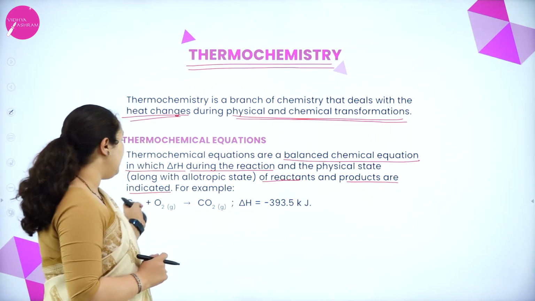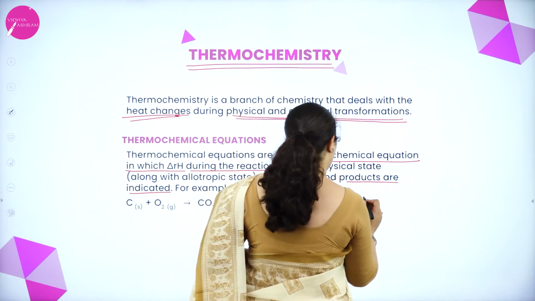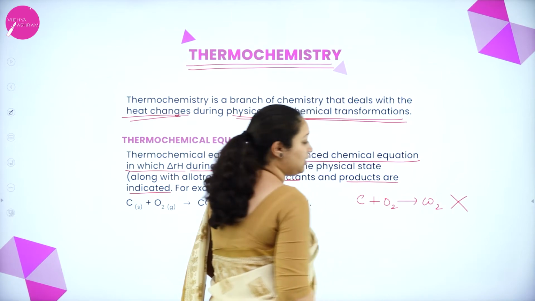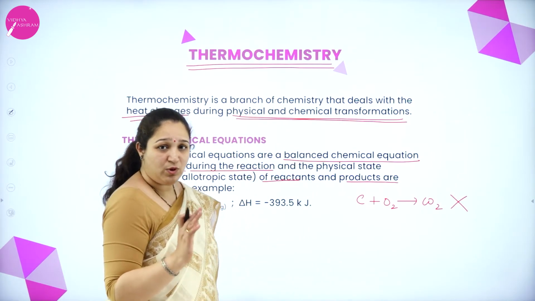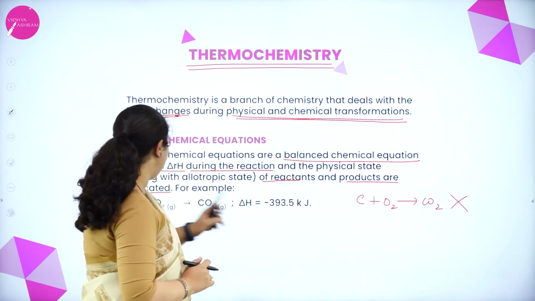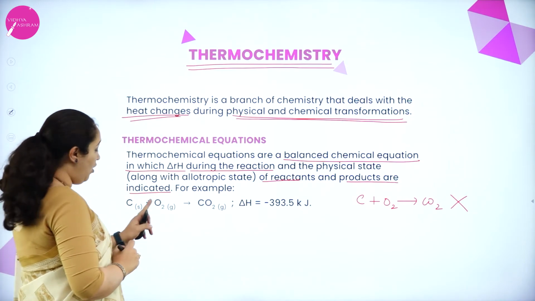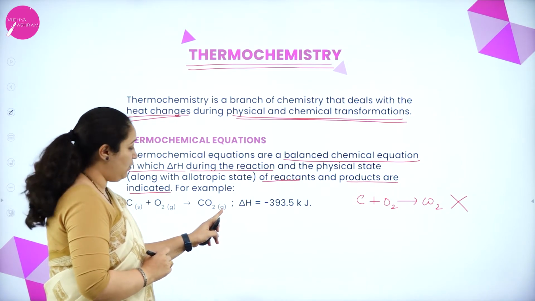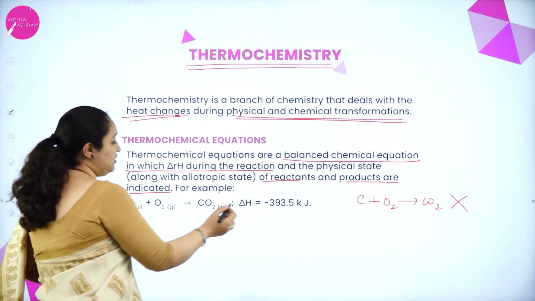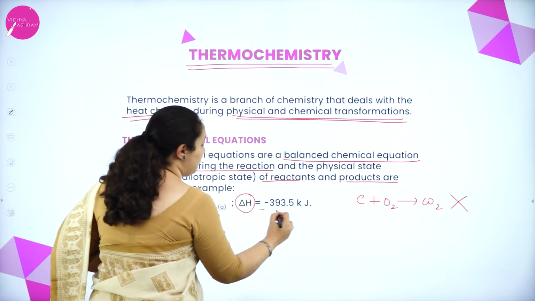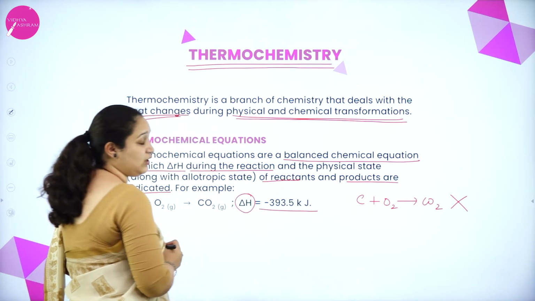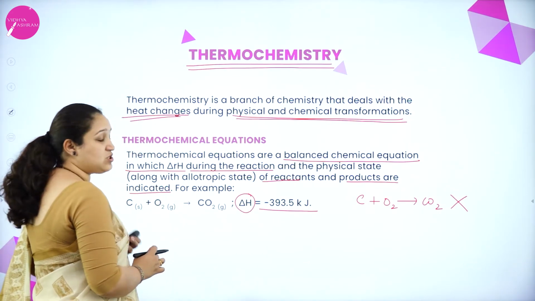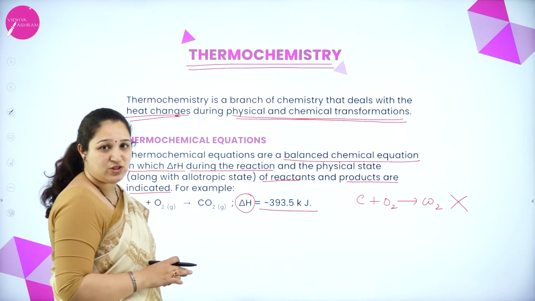For example here, if I just write carbon plus oxygen giving carbon dioxide, this is not a thermochemical equation. A thermochemical equation means carbon is in the solid state, oxygen is in the gaseous state, carbon dioxide is in the gaseous state. Okay, and for this reaction, the change in enthalpy is minus 393.5 kilojoules. So, all of this if I write, then this equation is called a thermochemical equation.